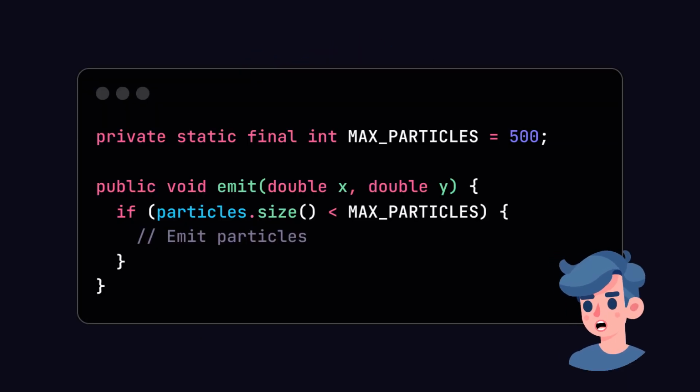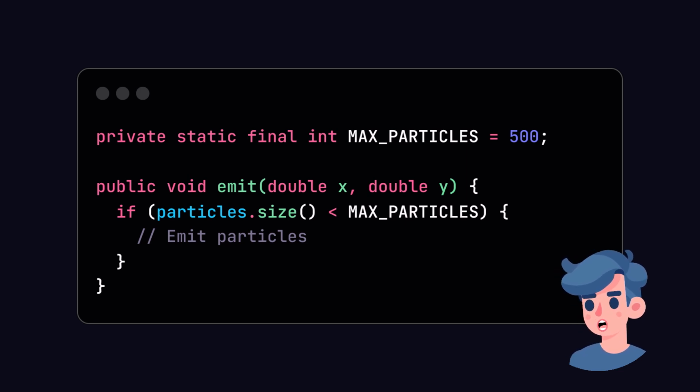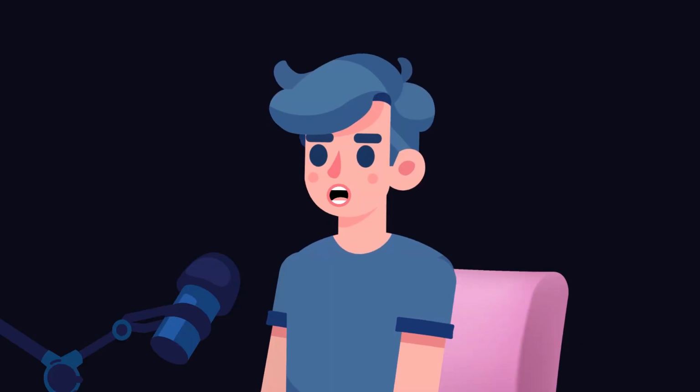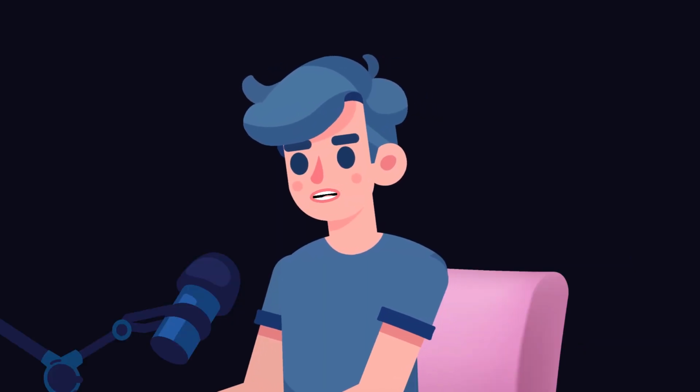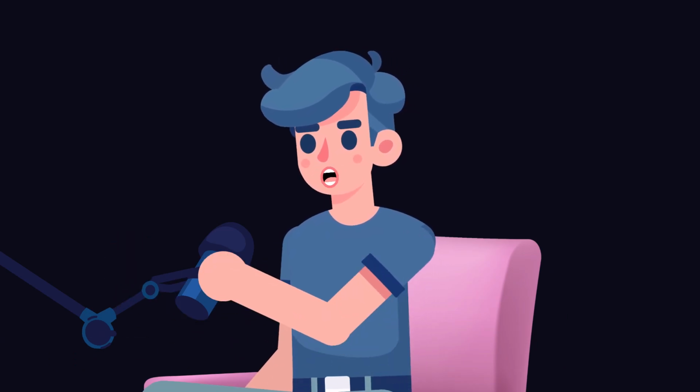Next, let's delve into performance. Managing a large number of particles can become tricky as the count increases. We will implement a maximum particle count to prevent lagging by modifying the emit method. By defining a maximum count, we safeguard performance. If the number of particles exceeds this limit, no new particles will be emitted. You can adjust the max_particles constant based on the capability of the target system.